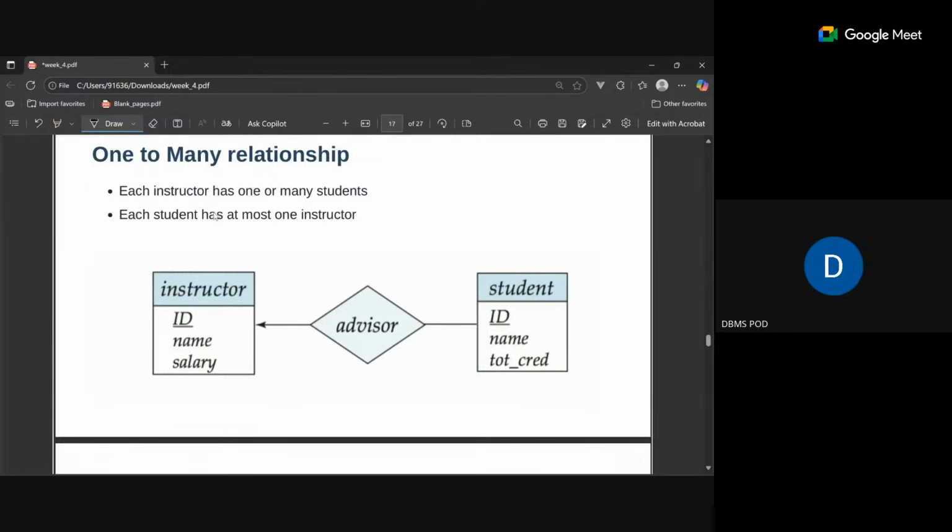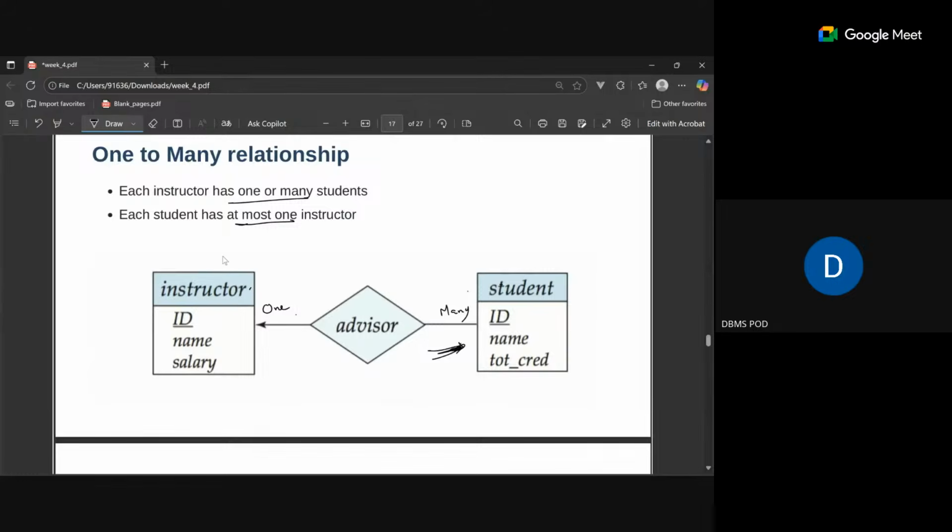And one-to-many relationship. As you have seen, there is again the same table. What I have changed is the arrow. Lastly, we have seen an arrow like this. Now I don't have this arrow. This represents many and this represents one. Meaning that an instructor can have many students. This is one-to-many. An instructor can have many students, but a student can have only one instructor. That is what I have written in words also.